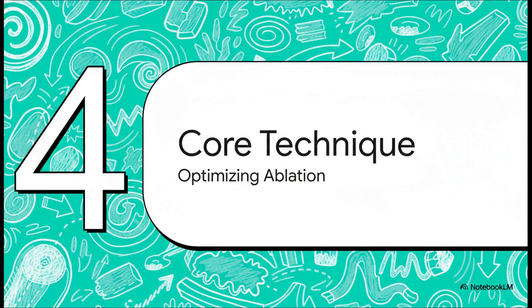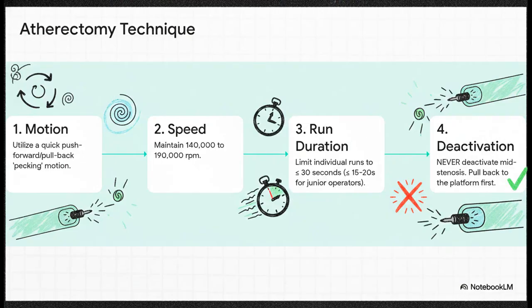All right, Section 4. Let's cover the core atherectomy technique and how to optimize the whole ablation process. The standard technique uses a pecking motion with a rotational speed between 140 and 190,000 RPM. And just a note here, while lower speeds might give you a bit more lumen gain, they don't actually reduce the risk of slow flow.